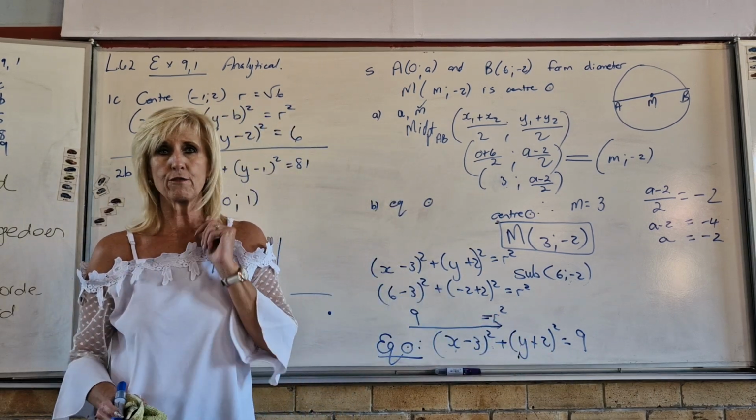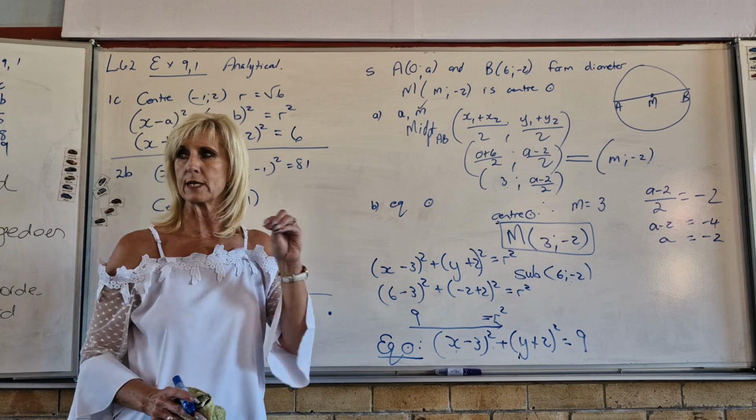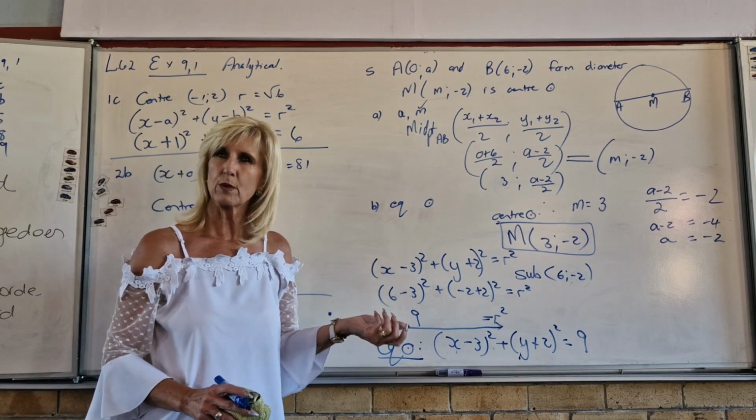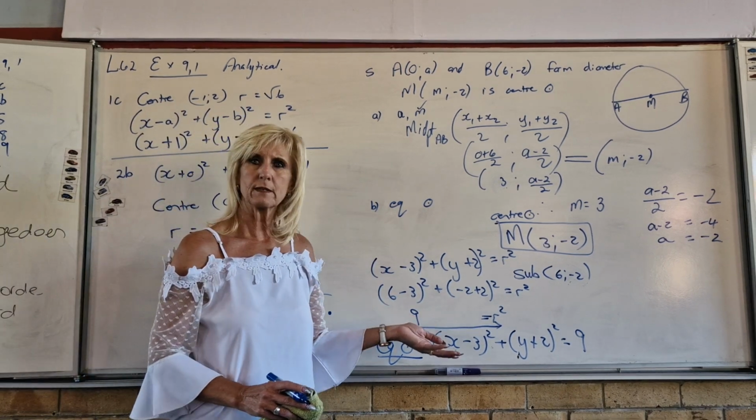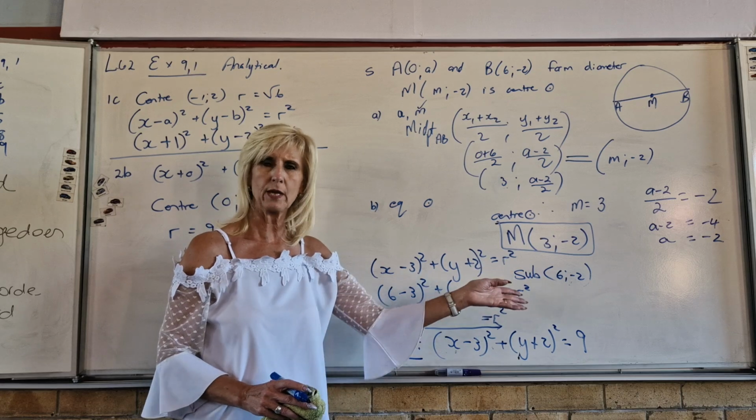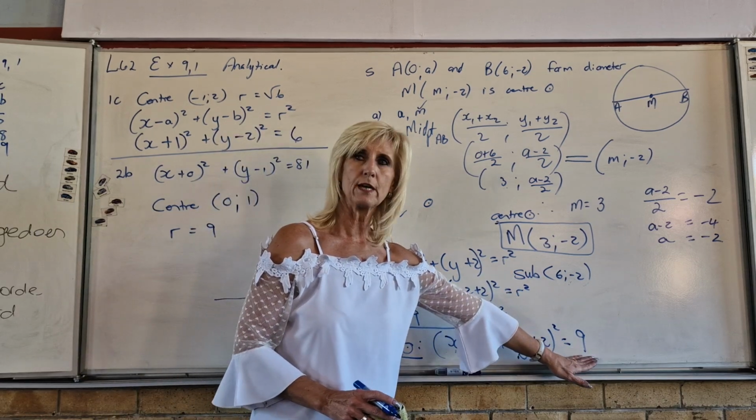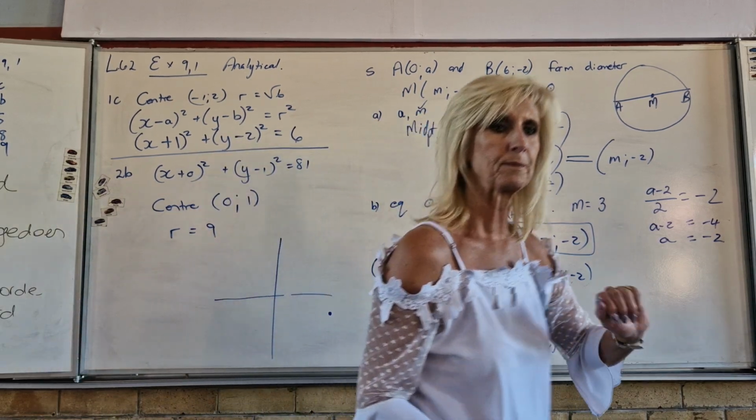Did I ask you for the radius? Then you have to say the radius is 3. Are you with me? Yes, ma'am. If you did write it, no problem. Radius is 3, but your equation still has got a 9 there. Okay.